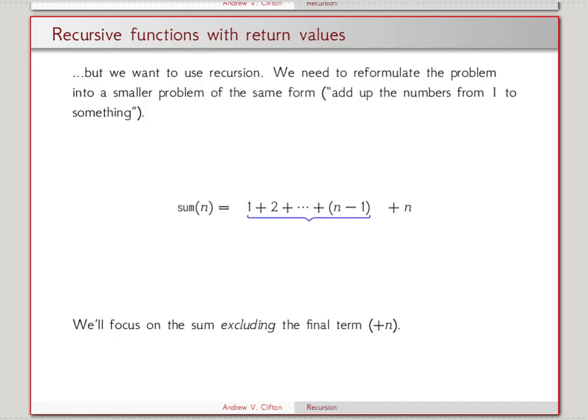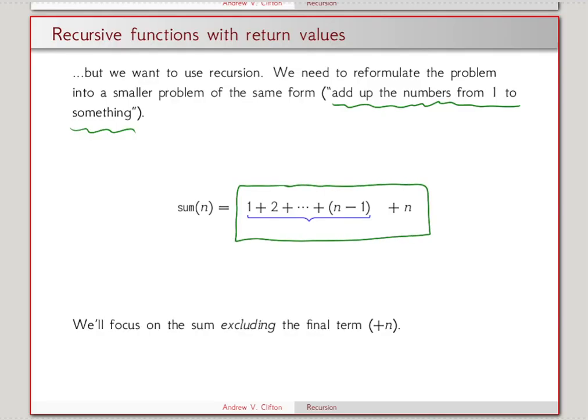But we want to use recursion, right? We're not in loop land. We want to use recursion here. So we're going to reformulate our problem into a smaller problem of the same form. And that form is add up the numbers from 1 to something. So our original problem is add up the numbers from 1 to n. And we want to kind of look at that and say, where inside of that can I find a smaller problem that still has that kind of same shape?